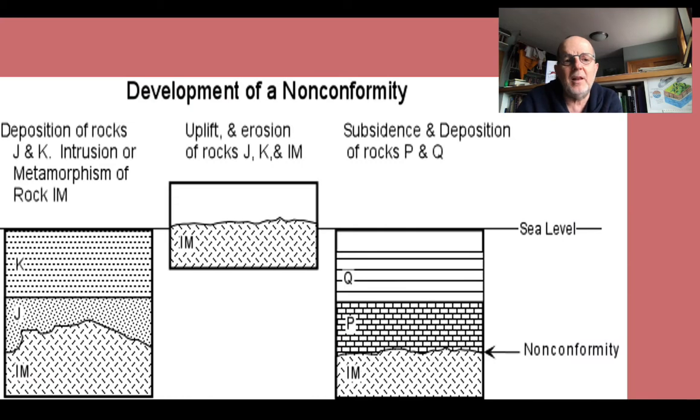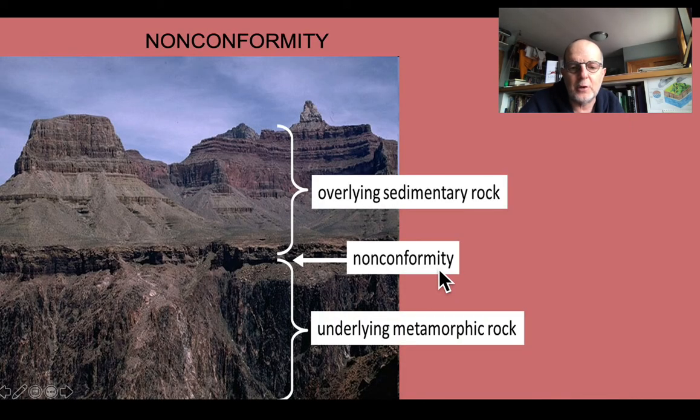Disconformity. Development of a nonconformity. In this case, we have deposition of rocks J and K, metamorphism of rock IM, right? Uplift, J and K disappear, IM is left behind. Nonconformity because sea level goes up and a limestone and then a shale are deposited on top, P and Q.